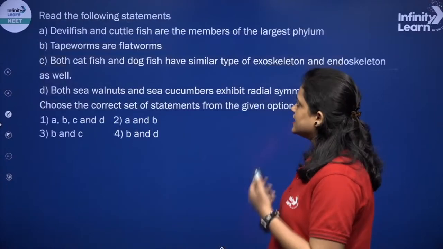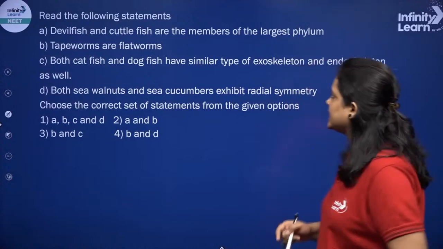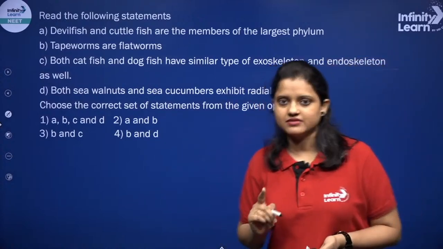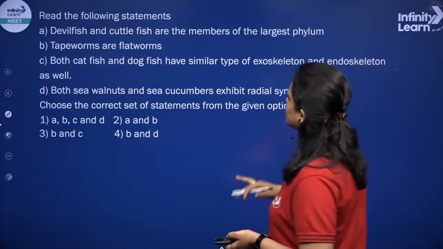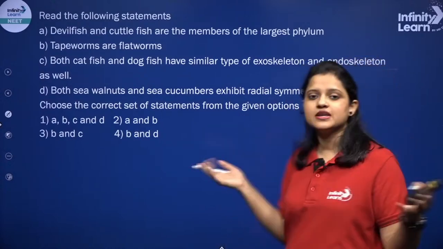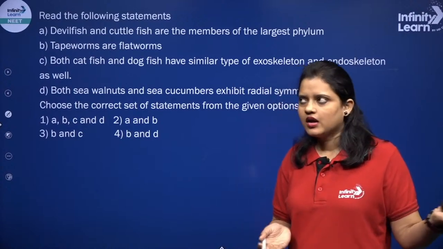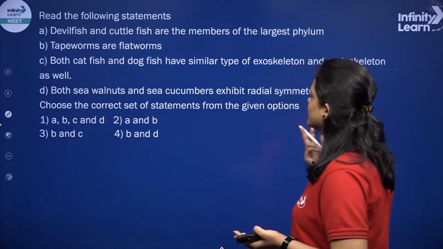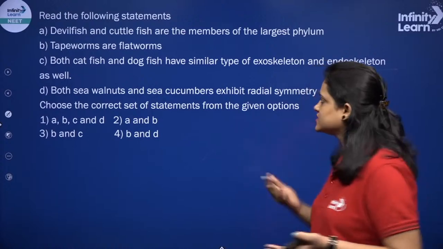Okay, so next is read the following statements. So there are 4 statements. Let's read it one by one. Devilfish and cuttlefish are the members of the largest phylum. Largest phylum is Arthropoda. And devilfish belongs to Mollusca. Cuttlefish belongs to again Mollusca. So this is wrong.